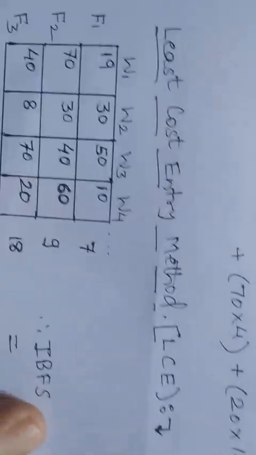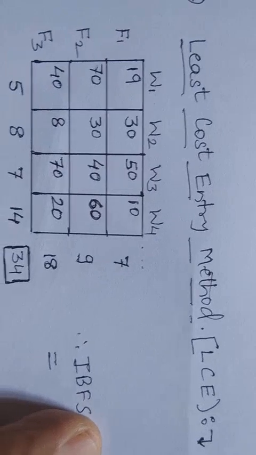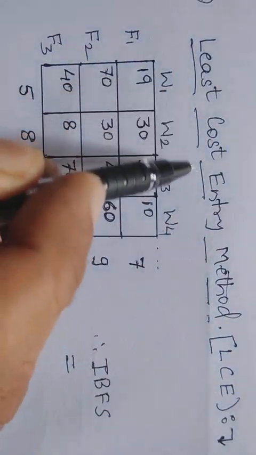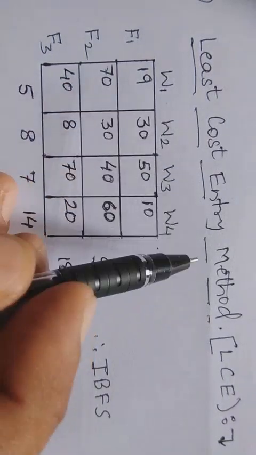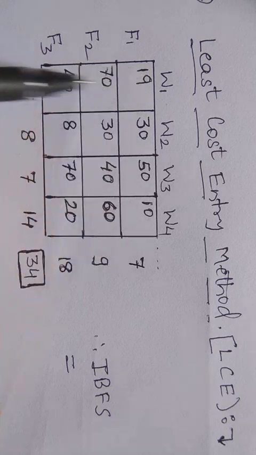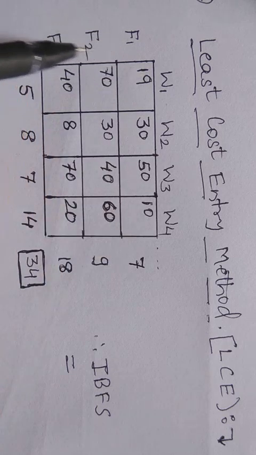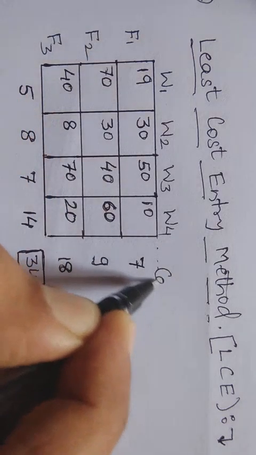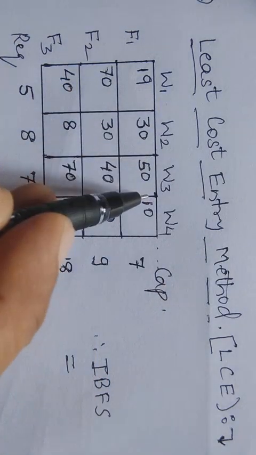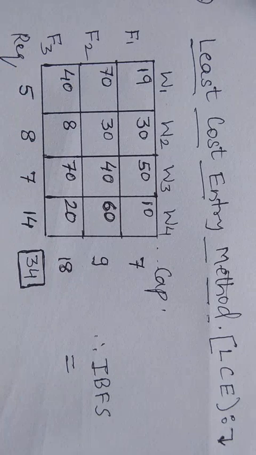Let us see the second method, the least cost entry method, called LCE. What is least cost entry? Same numerical I have solved by the least cost entry method. F1, F2, F3 are there. These are the capacities. These are the requirements of W1, W2, W3, W4. So the same problem is there.